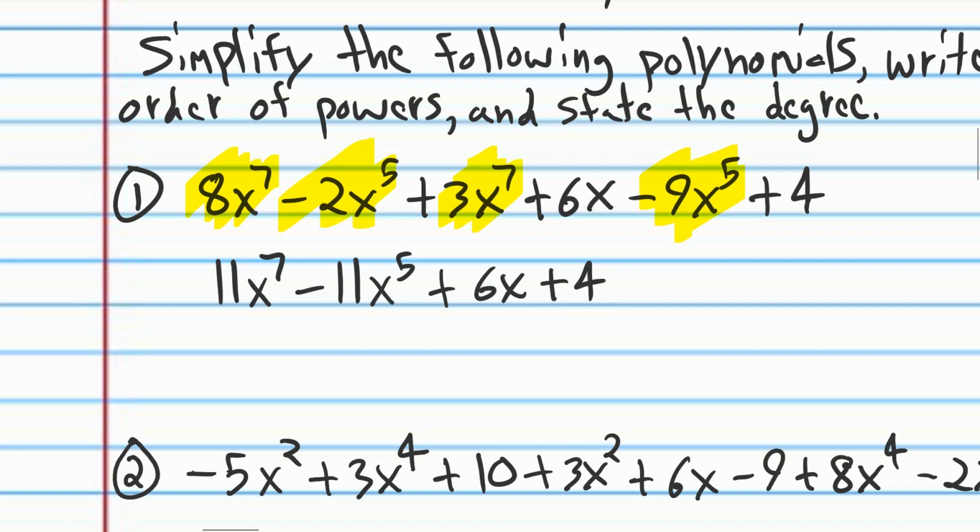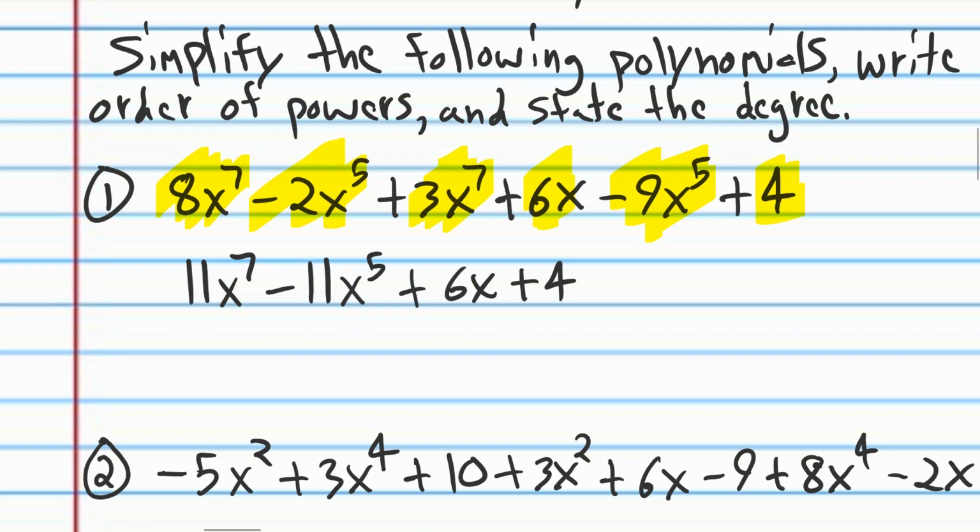So we did two things. We simplified the polynomial, and I can go ahead and mark those out because we're done with those. So we simplified the polynomial by combining like terms, and we wrote the polynomial in descending order of powers because we have 7th power, 5th power, 1 power, 0 power. So descending means starting with the biggest number and going to the smallest number in terms of the powers.